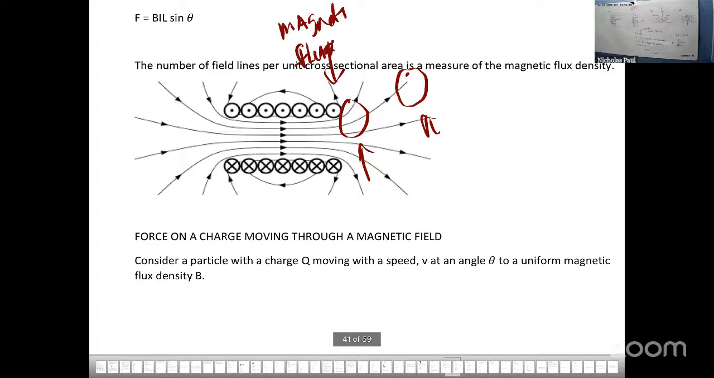And the one below has smaller magnetic flux. Magnetic flux symbol is this. It's given by magnetic flux density times the area. So the more field lines you have in a particular area, the bigger your magnetic flux. All right, so don't mix up flux and flux density.